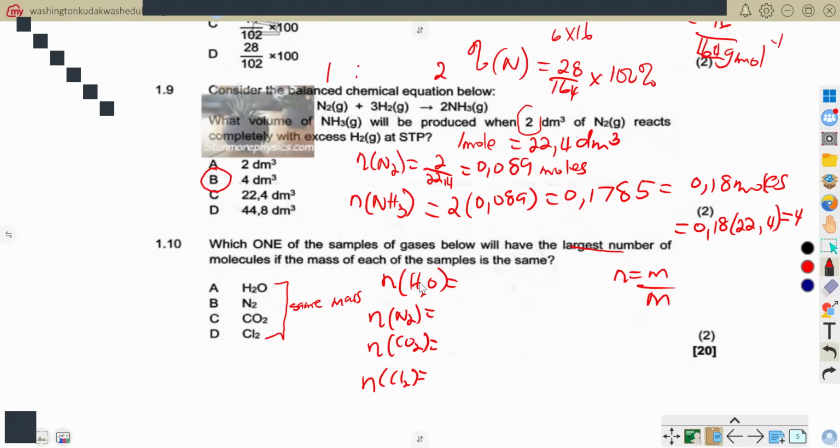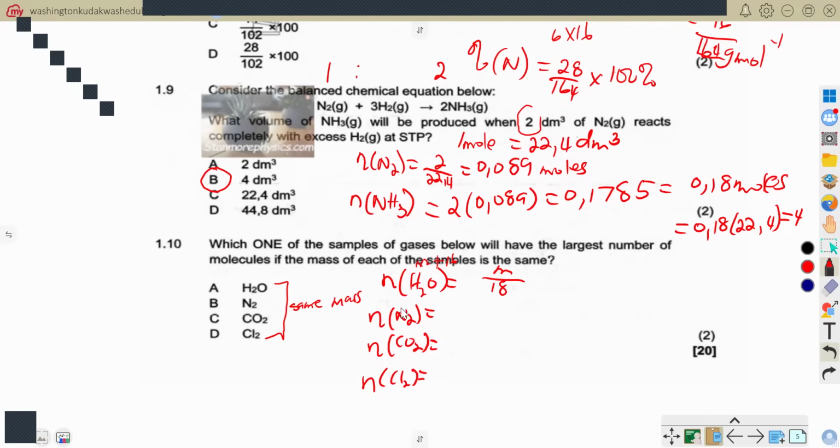Now, for water, if we look on our periodic table, the atomic mass for hydrogen is 1, and you multiply by 2 atoms, plus for oxygen, it is 16. So this is 2 plus 16, which is equal to 18. That is the molar mass for water. So if I want to represent this in terms of the number of moles, I would say the mass that I'm given, which is m, divided by 18.